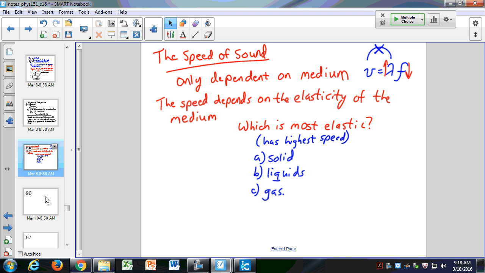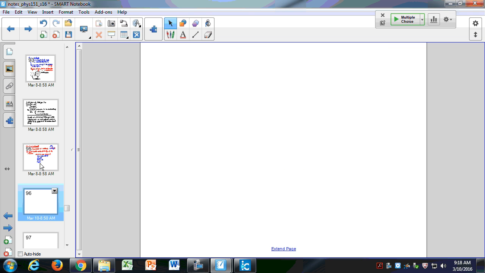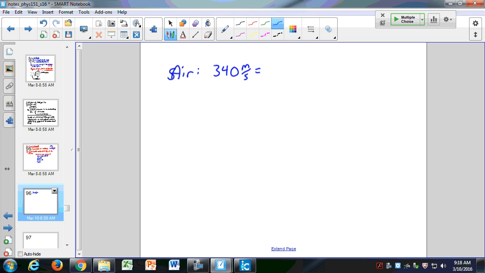But for example, the speed of sound in steel, or no, let's do air first. The speed of sound in air is, what, about 300 miles an hour? What is it? 340 meters per second is the speed of sound. You don't need to know these numbers. I'm just giving them to you for a little perspective. And this is about 760 miles per hour. So when you hear about people breaking the speed of sound, they're going faster than 760 miles per hour. That is quite a feat. We'll see that in just a bit.